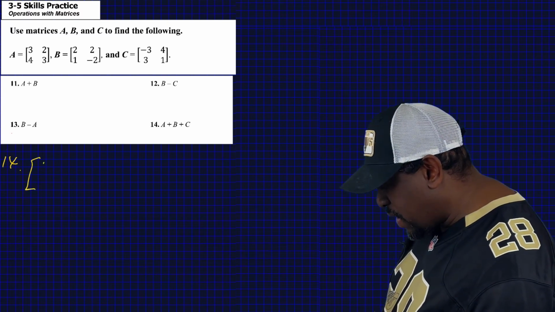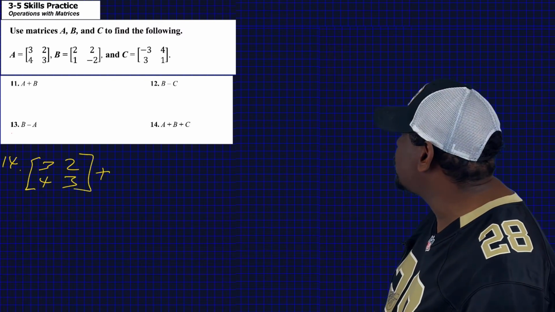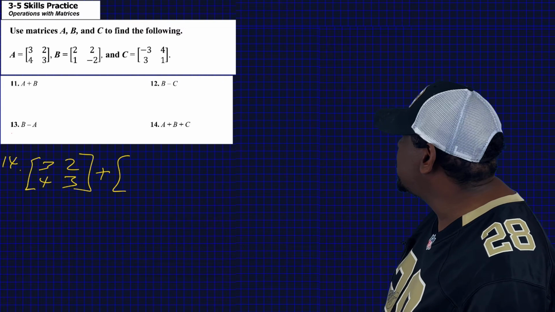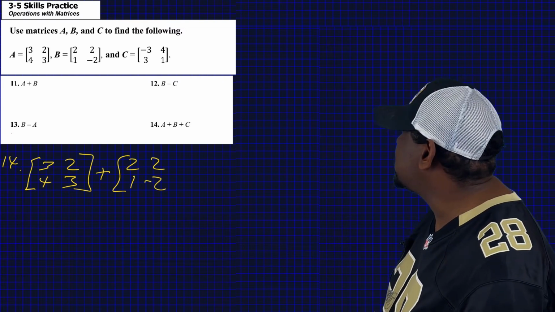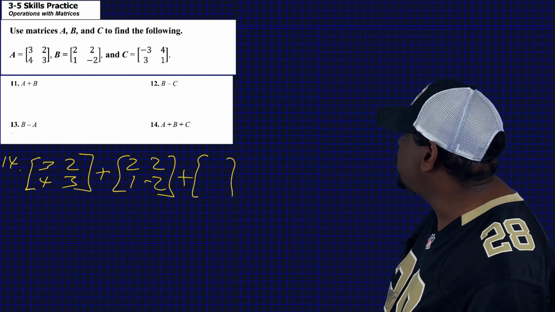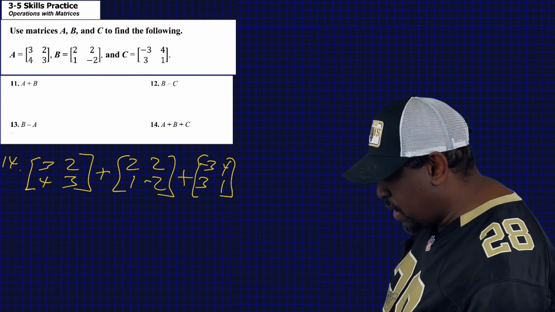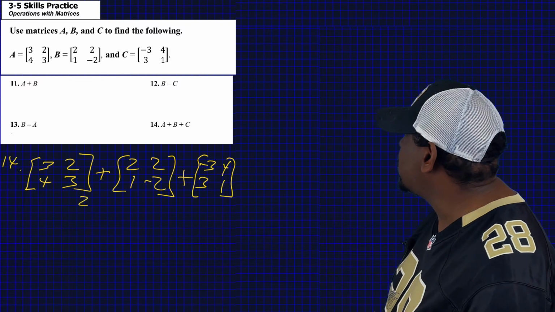And so we have A plus B plus C. So we write those matrices. The first one, A, is written there. Then we write B next, which you can see above, 2, 2, 1, negative 2. And then we will add the third matrix, which is C. And we write that there.